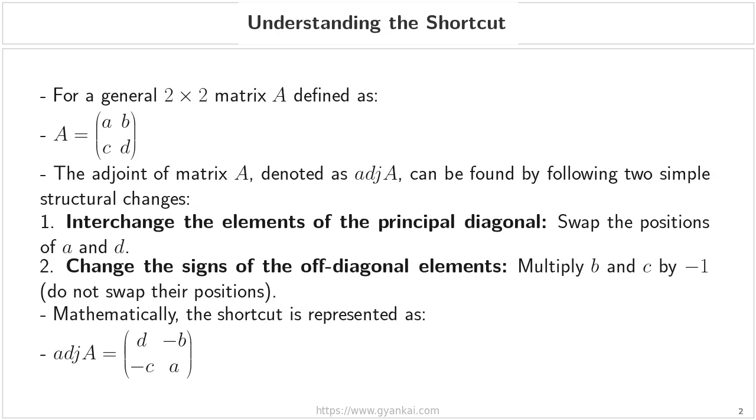So, if we put this all together mathematically, the shortcut shows that the adjoint of matrix A is a new matrix where d has moved to the top left, -b is in the top right, -c is in the bottom left, and a has moved to the bottom right. In the next slide, I will break this down into a clear step-by-step procedure so you can apply it to any problem.